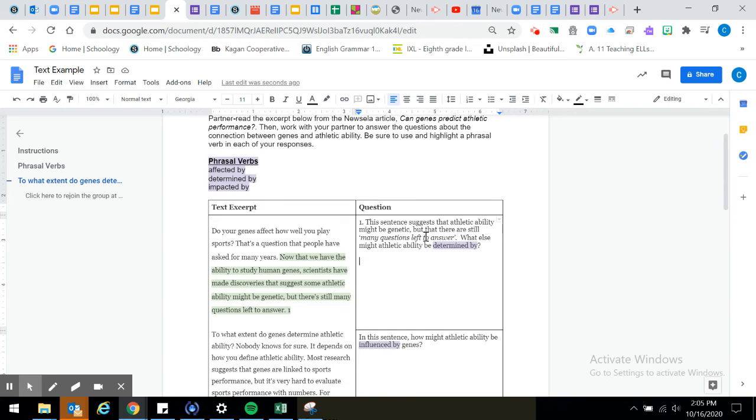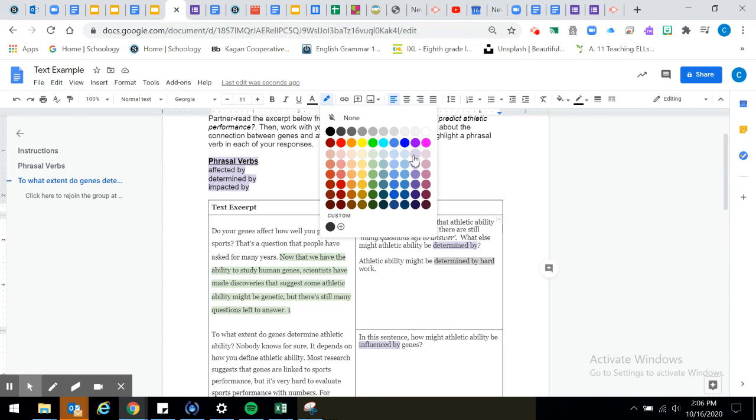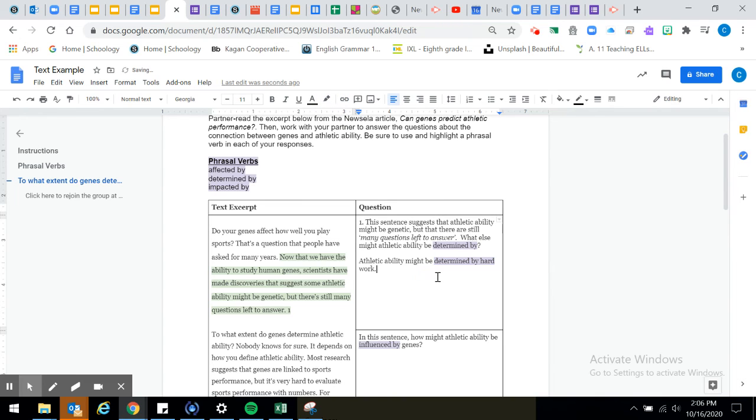Well, I know when I was on the swim team, one summer I practiced two times each day. I practiced twice as hard, and I actually did better in all of my races. So I'm going to say that athletic ability might be, here's where I use my phrasal verb, determined by hard work. And then I'll make sure that I highlight my phrasal verb. That's just to ensure that you include that phrasal verb.